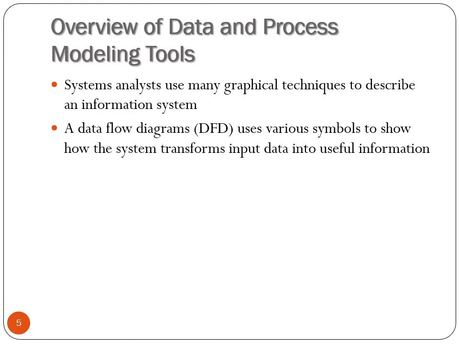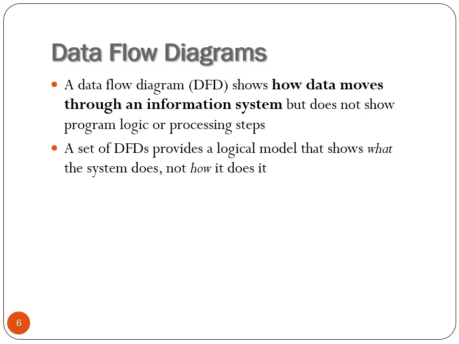There are many graphical techniques that can be used to describe an information system. One popular method is to draw a set of data flow diagrams. A data flow diagram uses various symbols to show how the system transforms input data into useful information. A data flow diagram shows how data moves through an information system but does not show program logic or processing steps. In other words, a set of DFDs provides a logical model that shows what the system does, not how it does it.